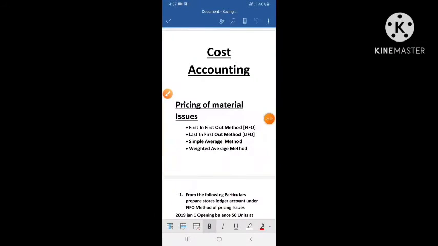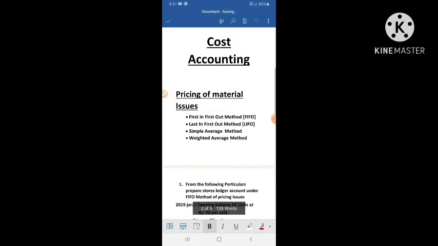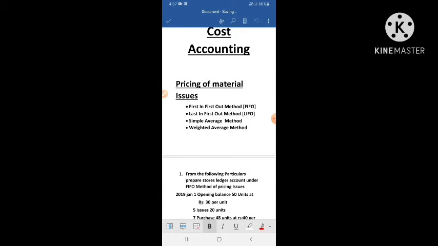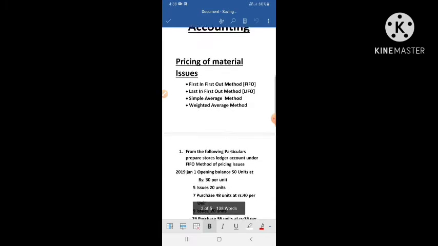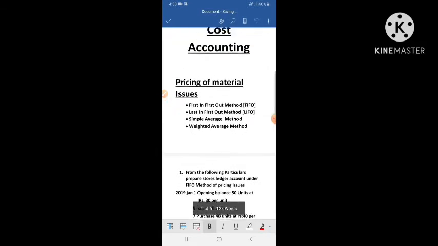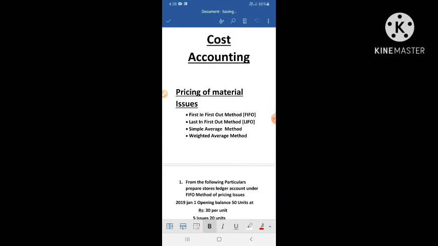Come on, let's go into today's topic. We are going to see the topic about pricing of material issue. The pricing of material issue is basically divided into four methods. The first one is first in first out method, that is FIFO method. Second one is last in first out method, that is LIFO method. And third one is simple average method, and at last the fourth one is weighted average method. Here we are going to see the topic about first in first out method.